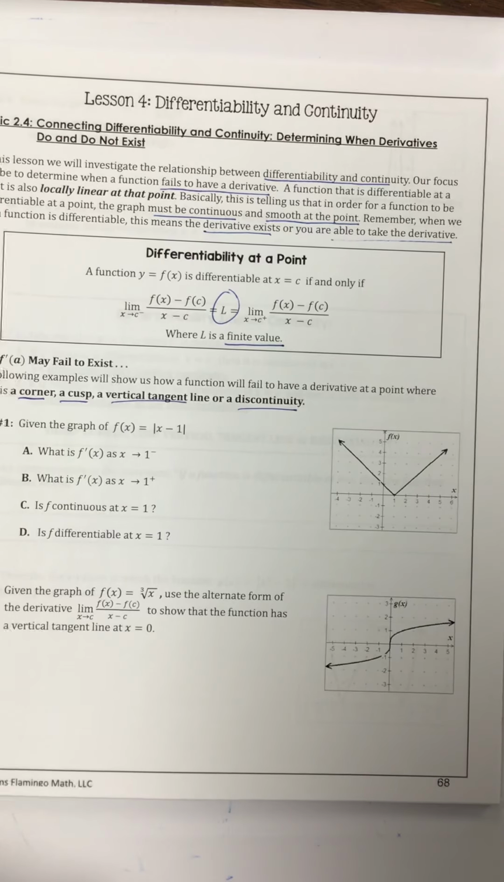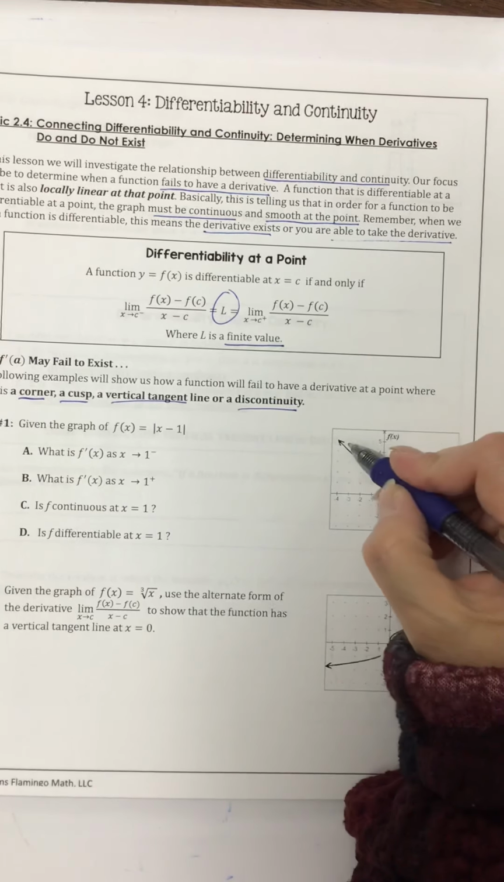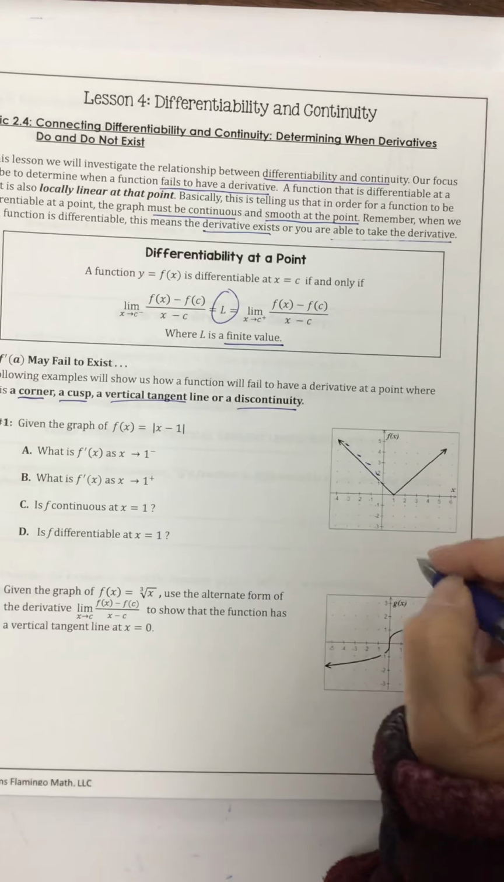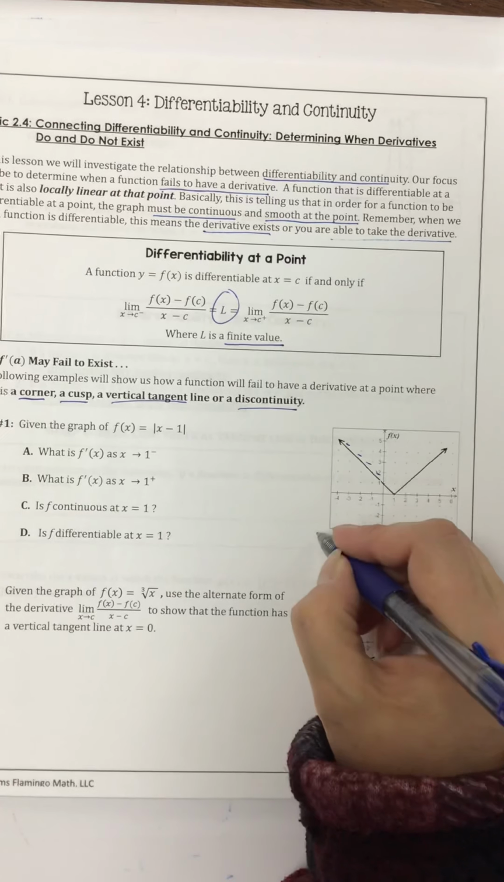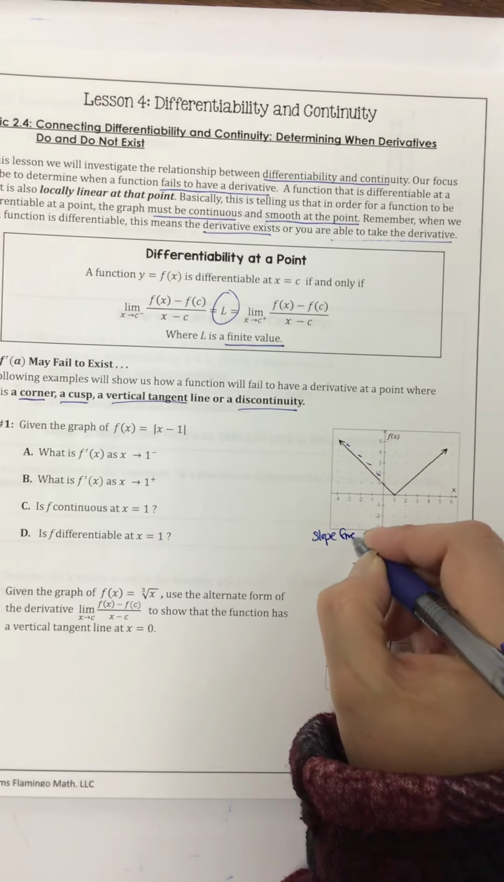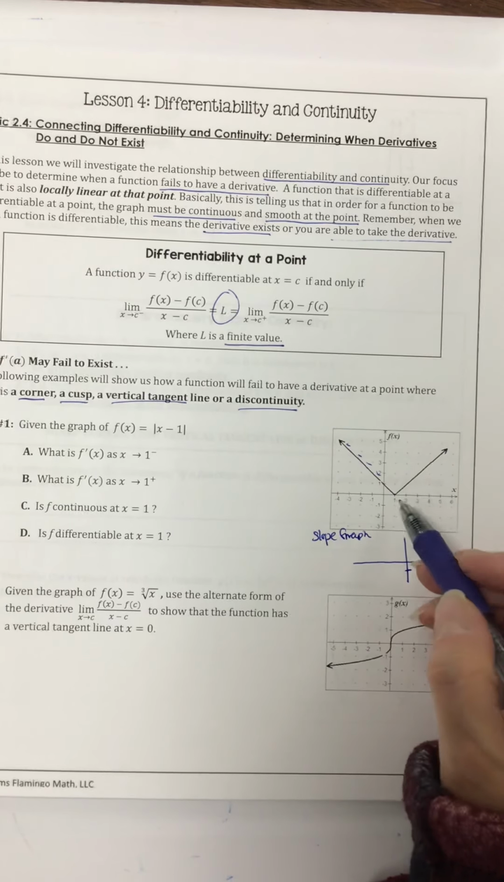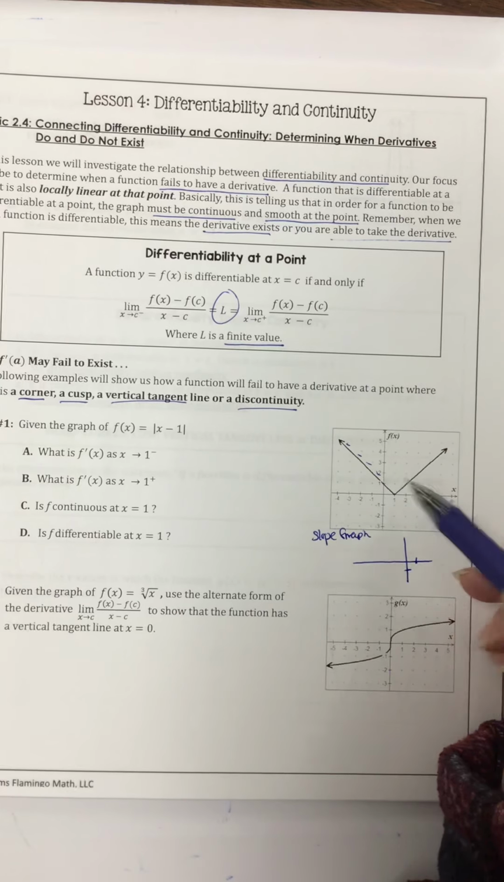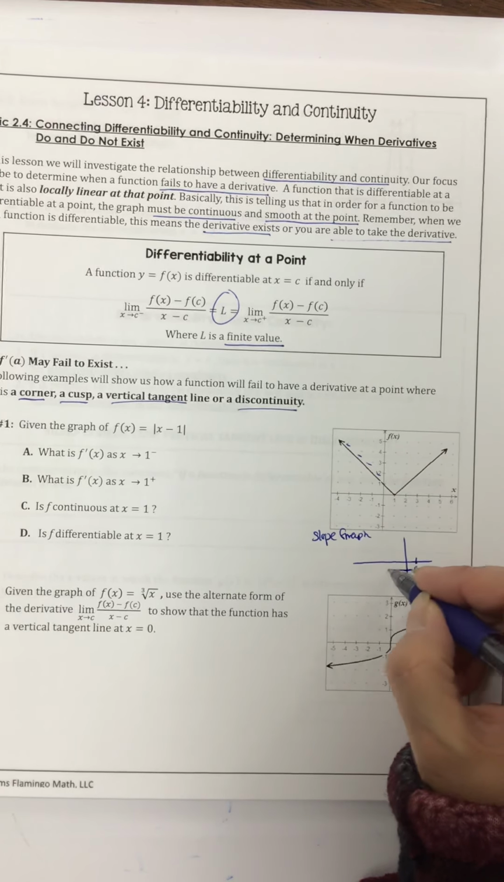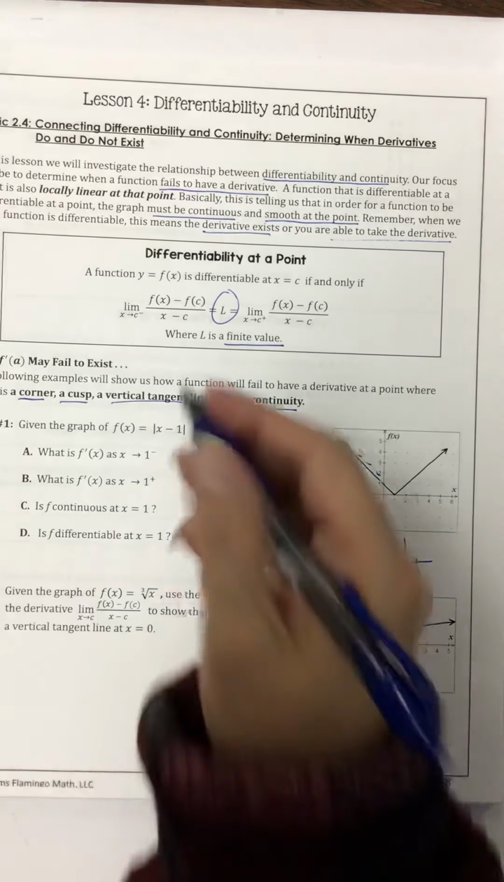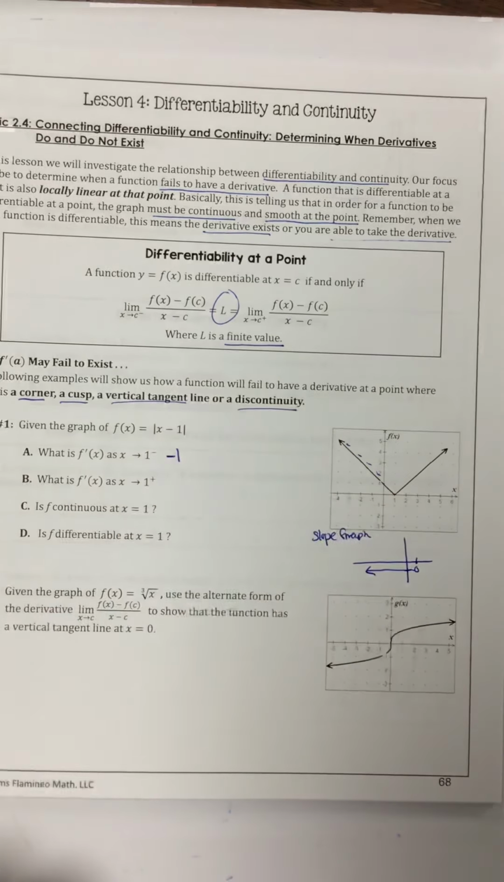Example 1. Given the graph of f of x equals absolute value of x, what is the f prime of x, or the derivative of f of x as x approaches 1 from the left? Well, we have to think about that. The slope is -1. So that's what we're looking at, is the slope, yes? So our slope graph from 1 to the left would be at -1. Do you agree with that? So your slope would be at -1 here.